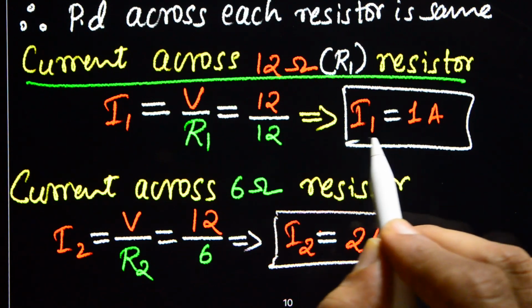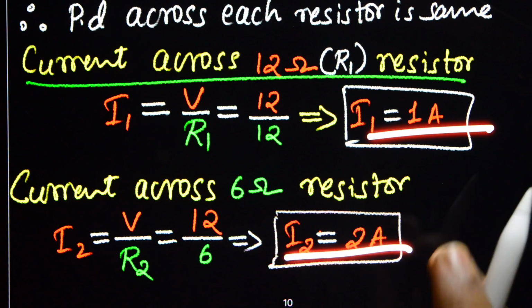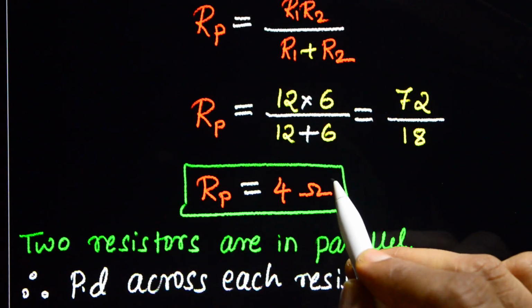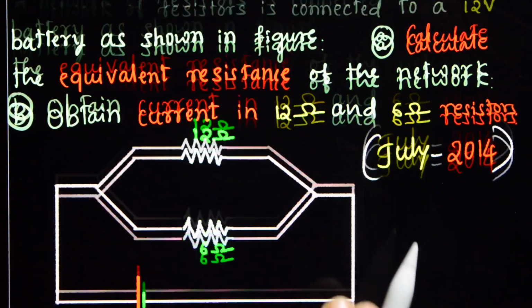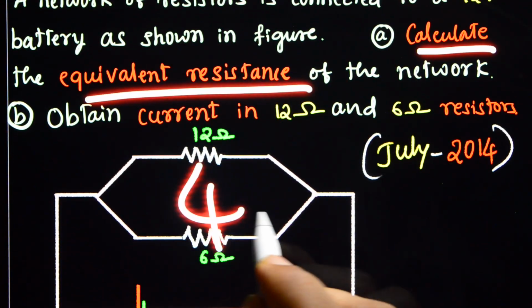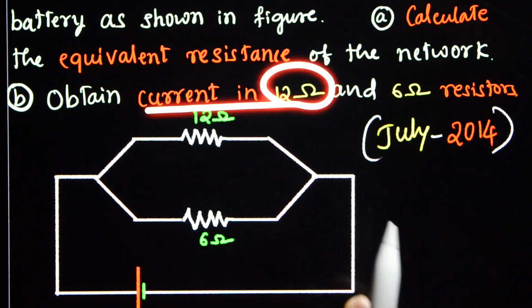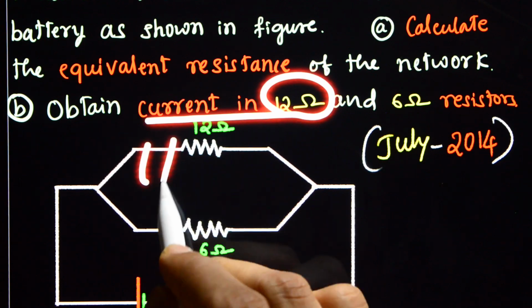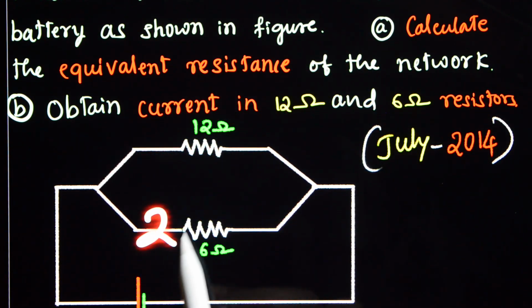The current through the first resistor is 1 ampere, through the second resistor is 2 ampere, and the effective resistance of the combination is 4 ohm. We needed to calculate the equivalent resistance. Equivalent resistance is 4 ohm, and the current in the 12 ohm resistor is 1 ampere, and the current in the 6 ohm resistor is 2 ampere.